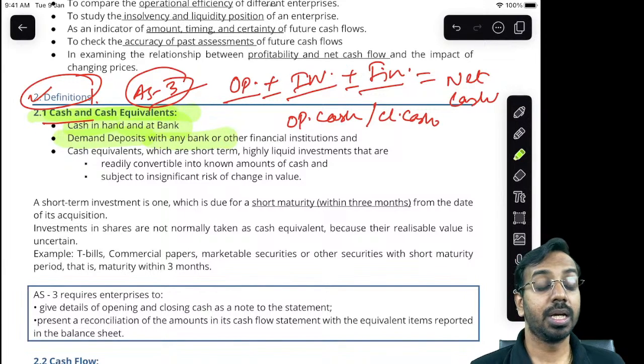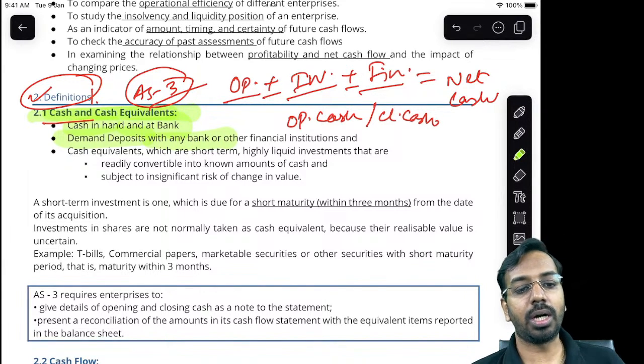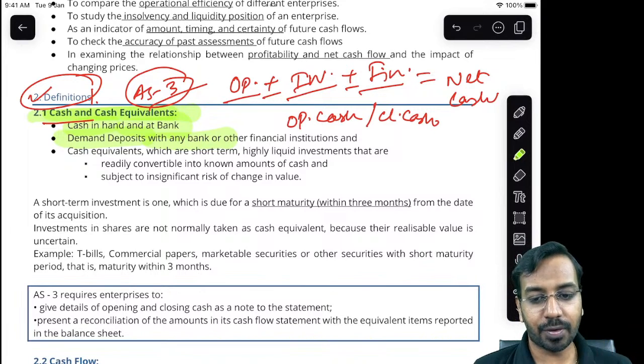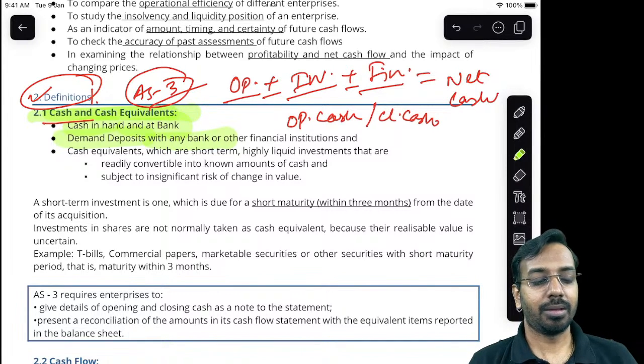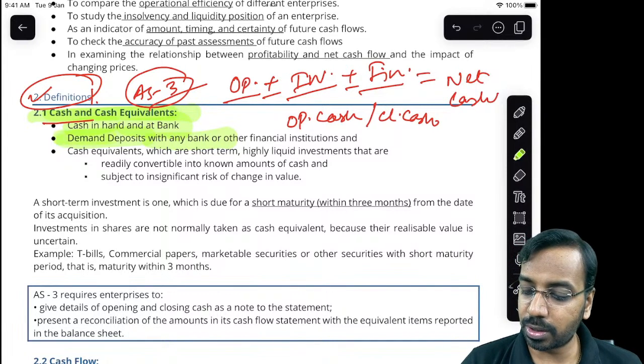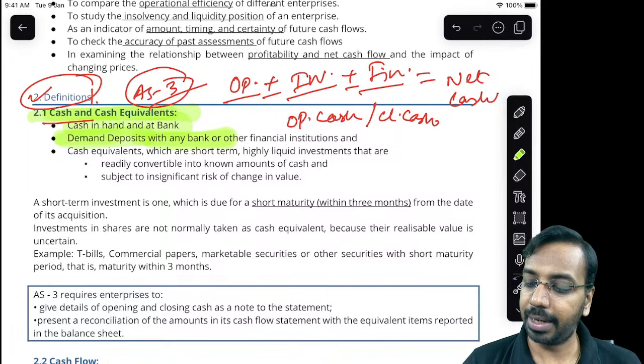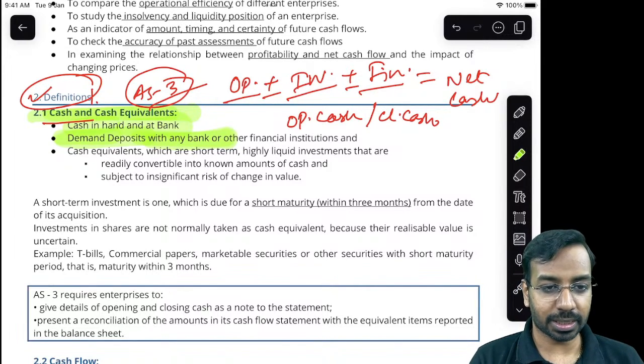Demand deposits means the deposit which I can withdraw on demand. It is different from the fixed deposit. Demand deposit means I want the money. I'll go to the bank and say I need my money back. That is called a demand deposit. So demand deposit is also cash equivalent, and term deposit is not cash and cash equivalent.